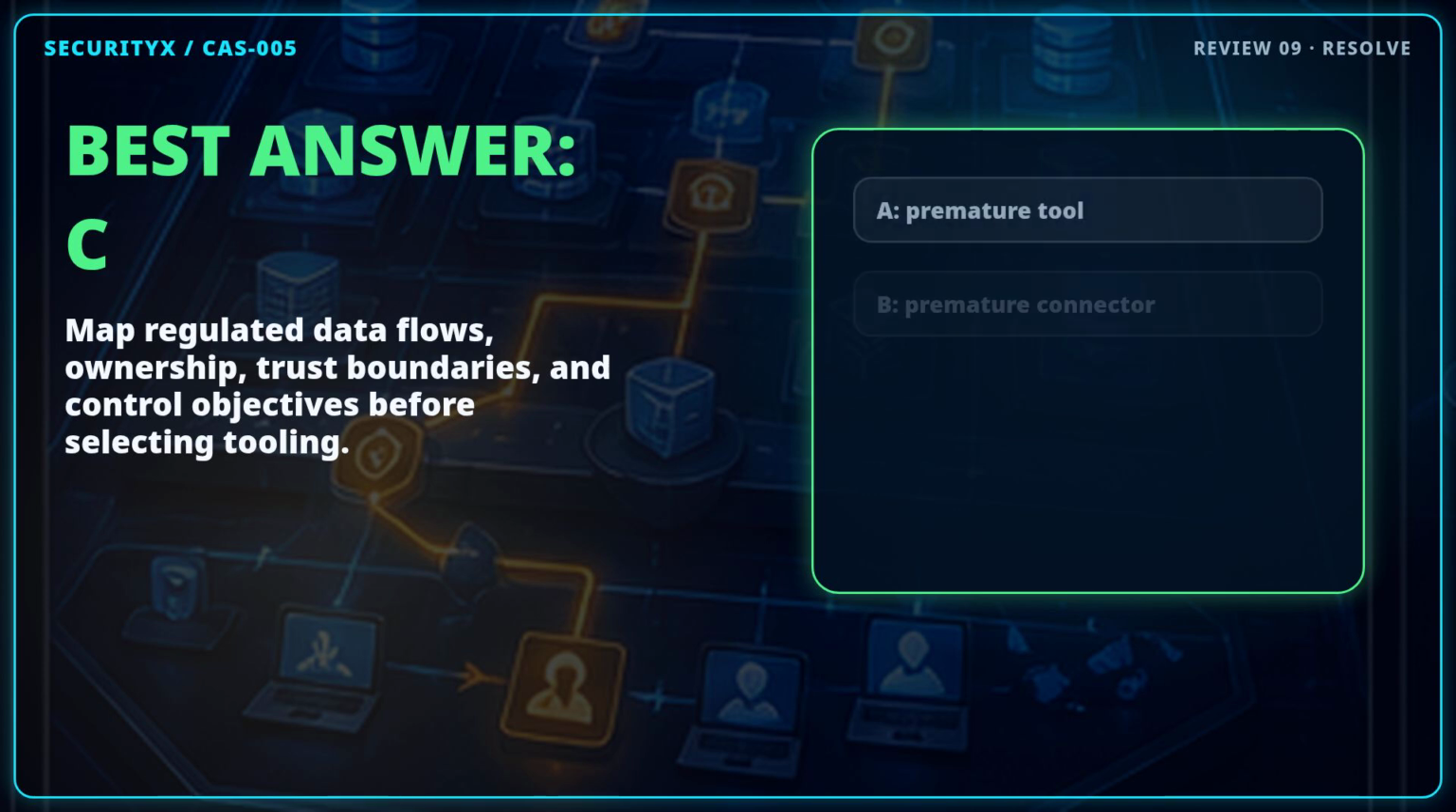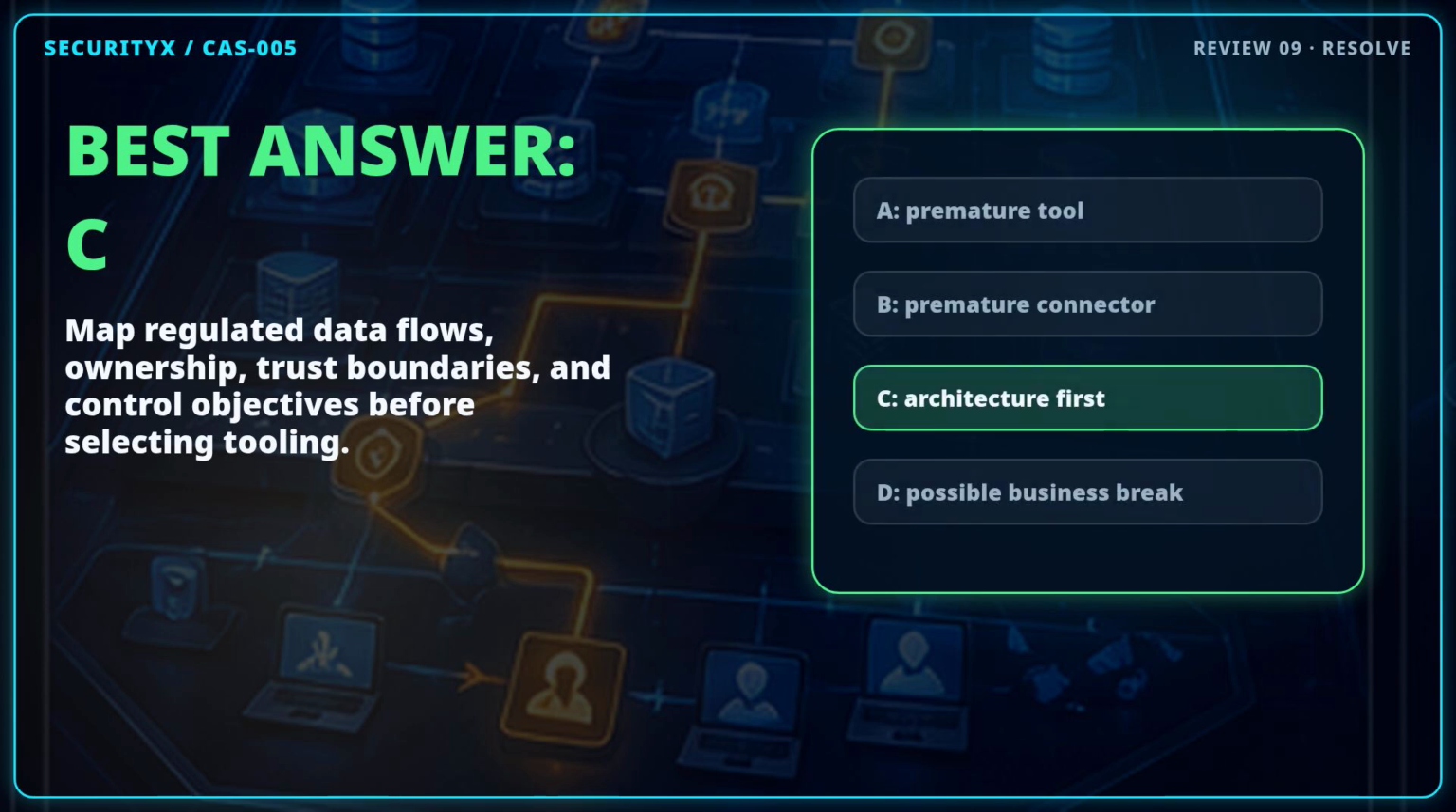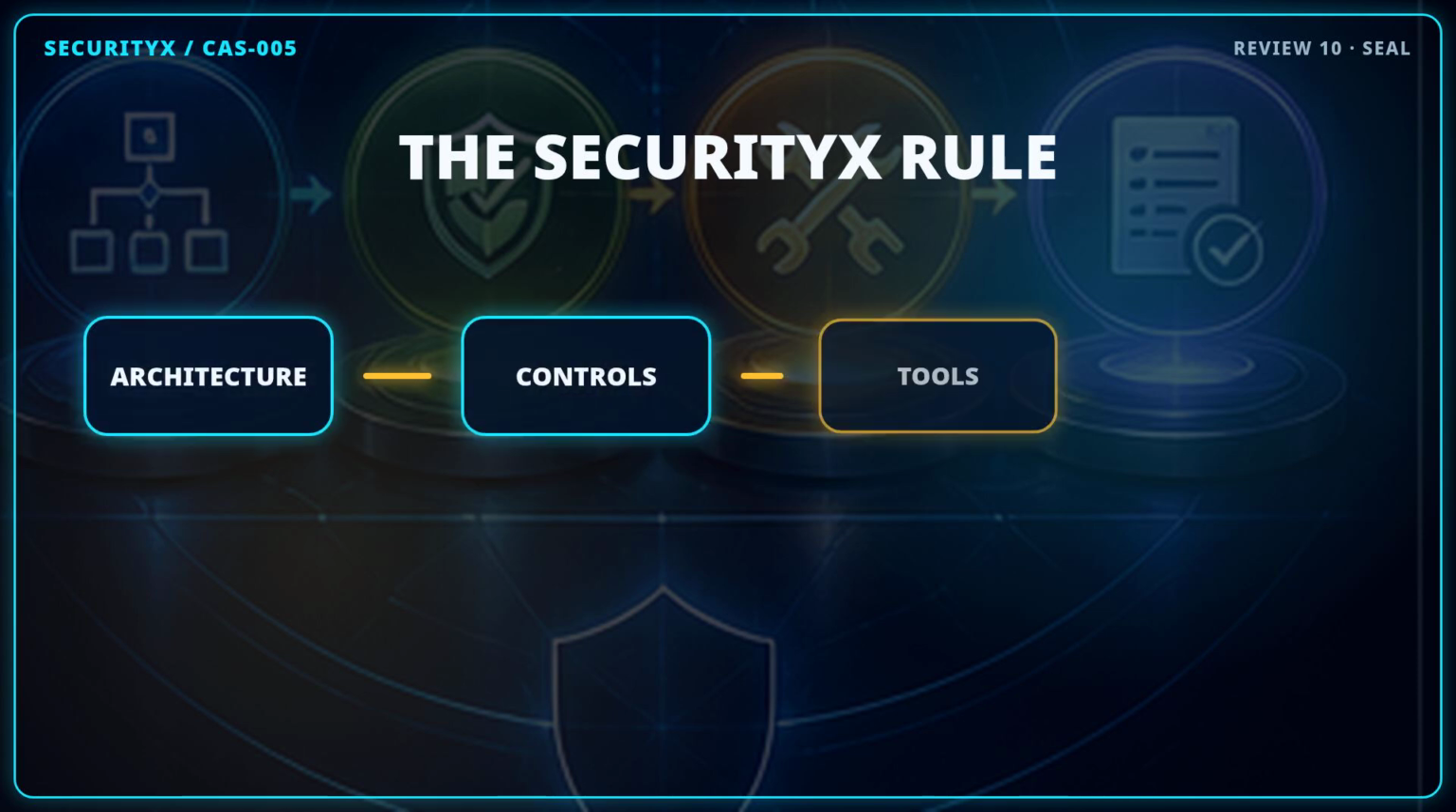The best answer is the third option, map regulated data flows, ownership, trust boundaries, and control objectives before selecting tooling. Buying a CASB or deploying SIEM connectors may become valid later, but they are premature. Blocking all unmanaged SaaS may reduce exposure, but it can break business processes unless the risk and control design are understood. Here is the SecurityX rule.